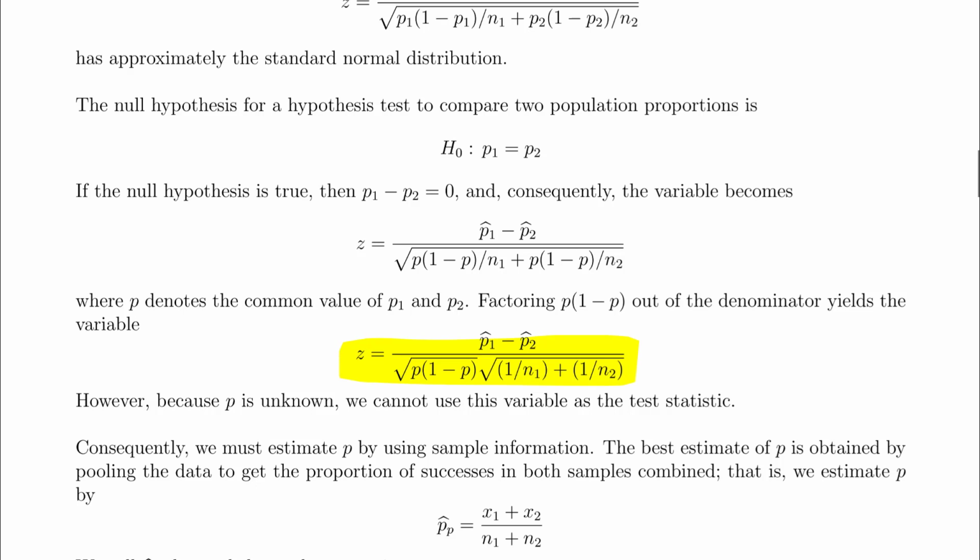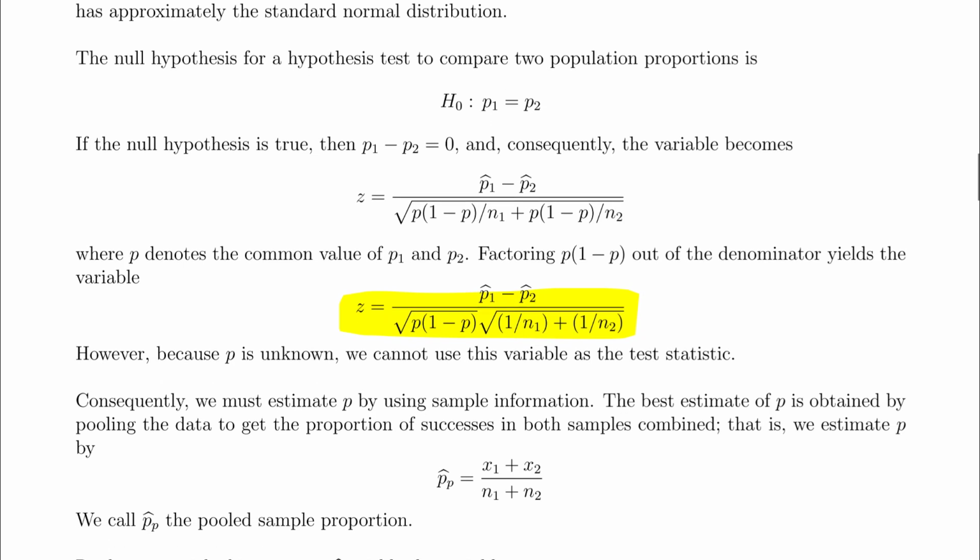We can go through all the steps prior to this, but essentially when it gets down to it, this is the final step for Z. It's P hat sub 1 minus P hat sub 2 over the square root of P times 1 minus P times the square root of 1 over N sub 1 plus 1 over N sub 2. And that will become our test statistic.